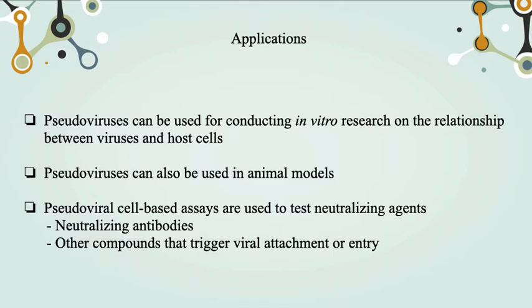Pseudoviruses can also be used in in vivo experiments. In vivo research involves the use of animal models to better understand the viral pathogenesis and explore the efficiency of antiviral compounds and vaccines for which pseudovirus can be produced. Pseudovirus cell-based assays are used to test neutralizing agents, neutralizing antibodies, and other compounds that block viral attachment or entry.